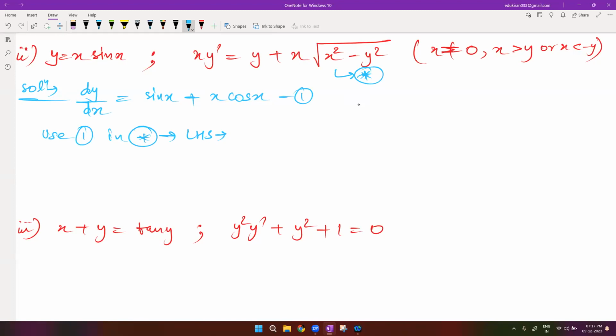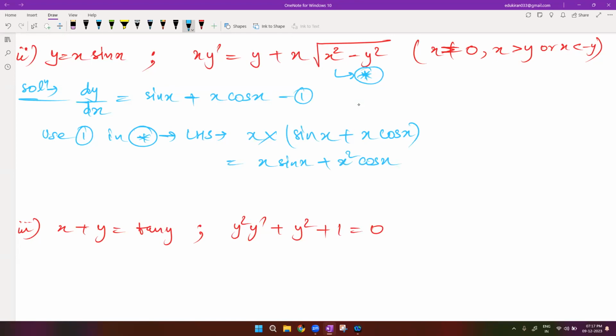This is x into y dash is sin x plus x cos x, right? So this becomes x sin x plus x square cos x, right?